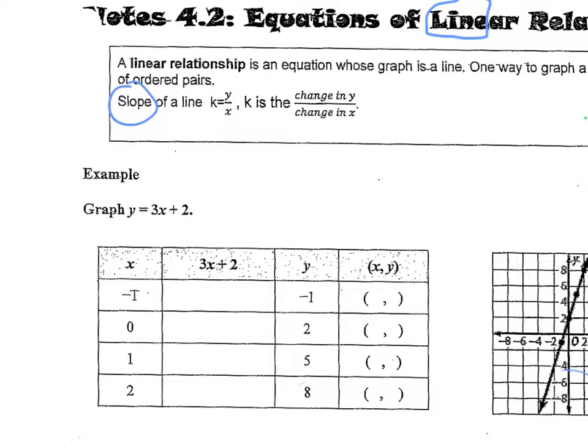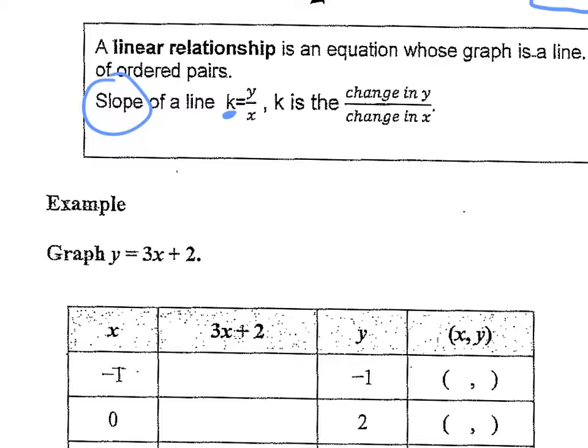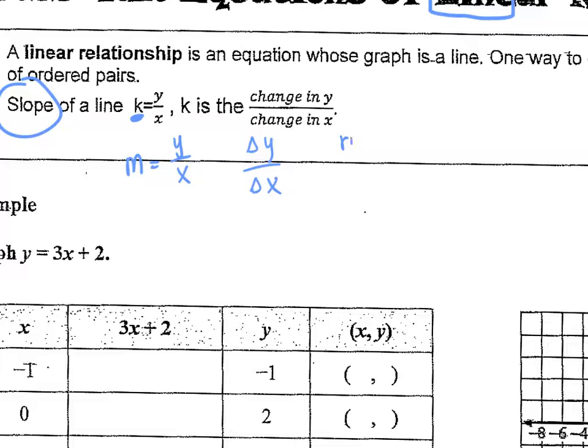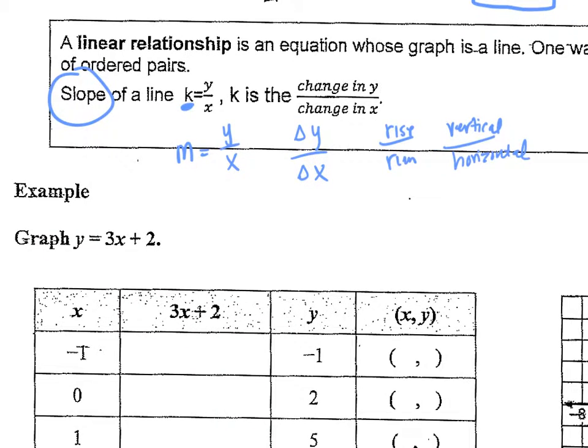So the slope of a line, just like we've been talking about, this K, it just means slope. And you'll also see the letter M representing slope. But it's the change in Y over the change in X. Just like we've been doing, like unit rate, constant proportionality, all the same thing. It's rise over run, vertical change over horizontal, all the same thing.